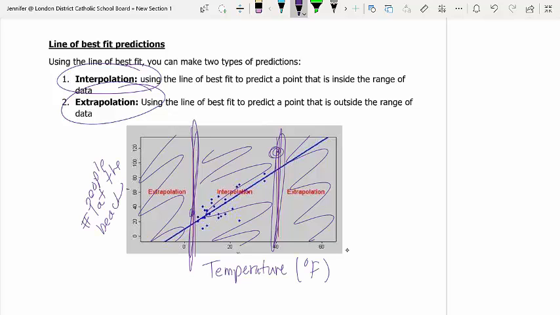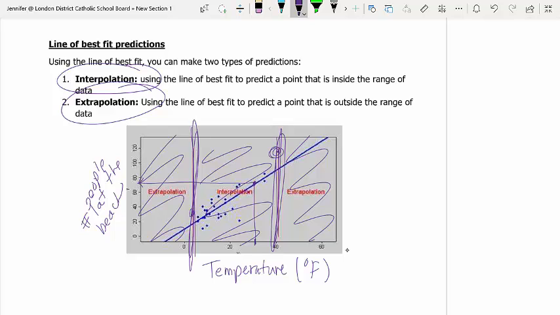So if I said that this graph represented the temperature in Fahrenheit and number of people at the beach, and I said predict how many people would be at the beach if the temperature was 30 degrees. So here's 30 degrees on the x-axis. So I go up to my line of best fit. As soon as I hit it, I put a point there, and I draw a straight line to see how many people would be at the beach. So it looks like there'd be about 75 people at the beach. That would be the guess that I would make, the prediction that I would make. That's interpolation because it's a guess within the two boundaries.